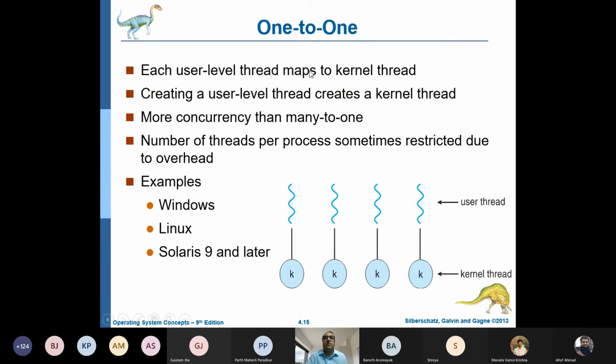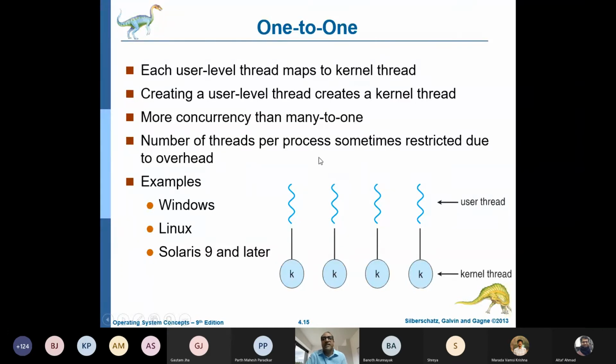Whereas in the one-to-one model, each user level thread maps to a kernel level thread. That means whenever a user level thread is created, the corresponding kernel level thread is created, and this user level thread is mapped to the kernel level thread, so that both concurrency and parallelism can be taken care of. It is more concurrent than many-to-one, obviously, because many-to-one supports only concurrency, not any parallelism, but here it supports both concurrency as well as parallelism.